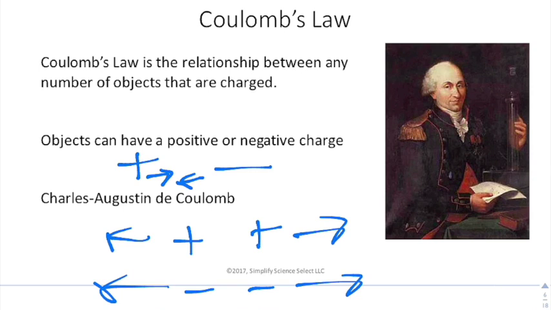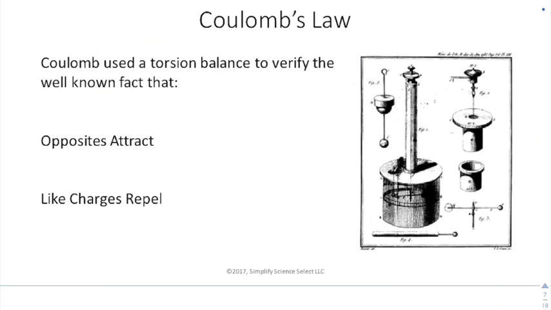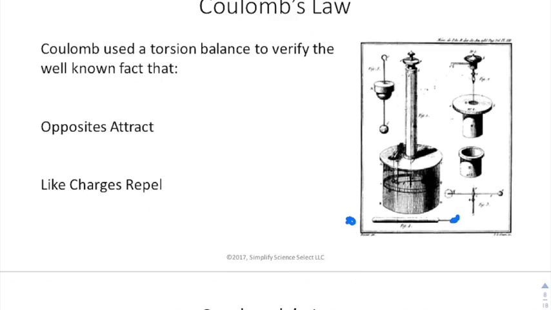And it's very similar to what people like to look at in terms of magnets. If you have a north magnet and a south magnet, they will attract, just like if you have a positive and a negative charge, they will attract. This right here is Charles-Augustin de Coulomb, who Coulomb's law is named after. It used a torsion balance to verify the well-known fact that opposites attract and like charges repel. He had this really intricate system in which he was able to charge objects and measure the force between the charges. It was a really interesting thing using a torsion balance.